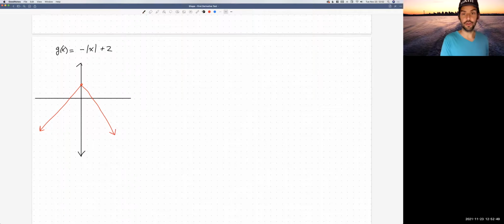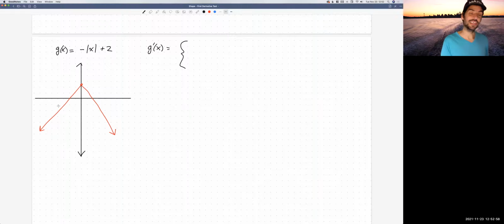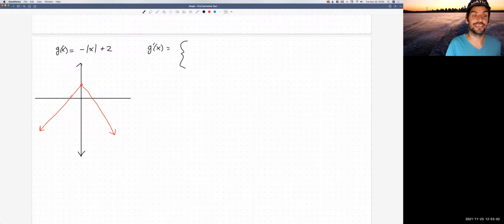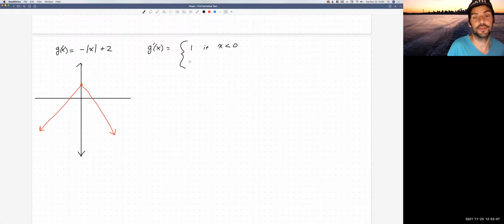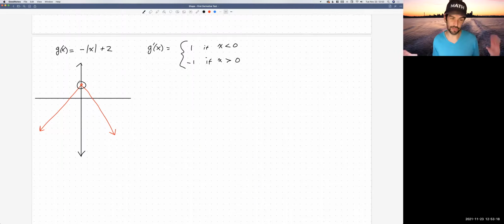Okay. Now notice we can just look at the graph to determine what g prime looks like. G prime is going to be a piecewise function. On the left-hand side, the slope of this line is positive 1, so if x is less than 0. And as we go to the other side, the slope is negative 1 if x is greater than 0. Okay? And also notice we have no derivative at that corner, right? We've looked at this before. At these corners, we don't have a derivative.